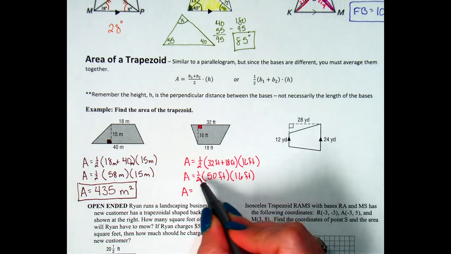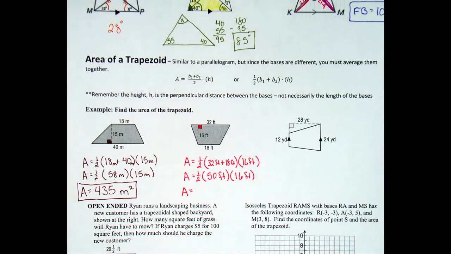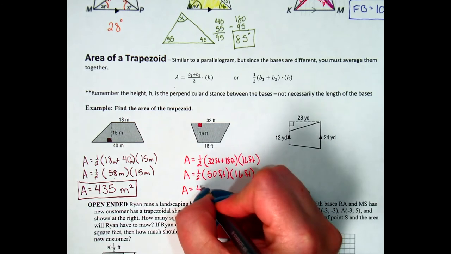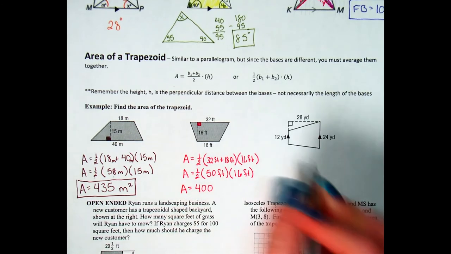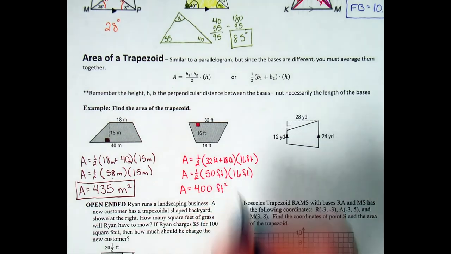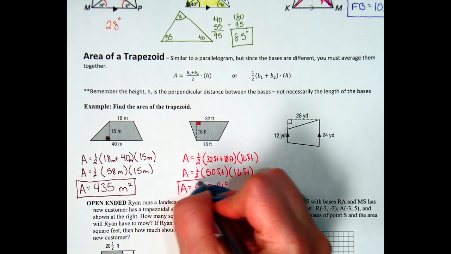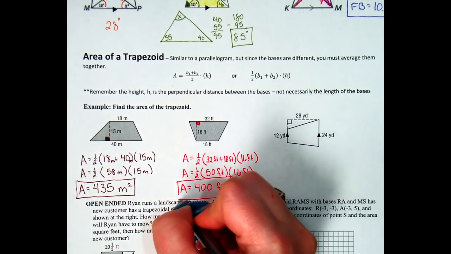So again, I can do 50 times 16 and then do half of that, or I can do half of 50 is 25, and 25 times 16, I think that's what I'll do, 25 times 16 is 400. And my units here are feet times feet, so that is feet squared. Again, that squared cannot go on the 400, it has to go on the feet.